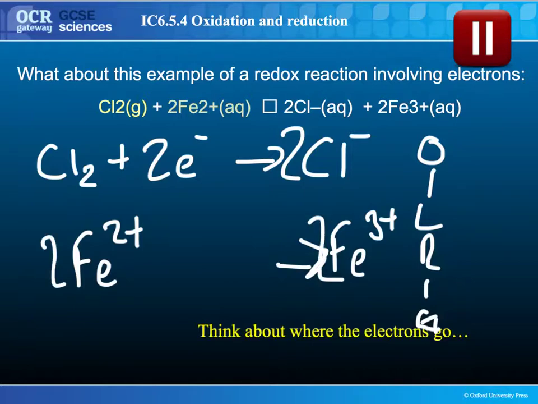Because we have 2 of the iron ions here and 2 of the iron ions there, it's the difference between the charge we need to be aware of this time. They're losing a total of 2 electrons. So the 2 Fe2+ minus 2e- gives you 2 Fe3+.